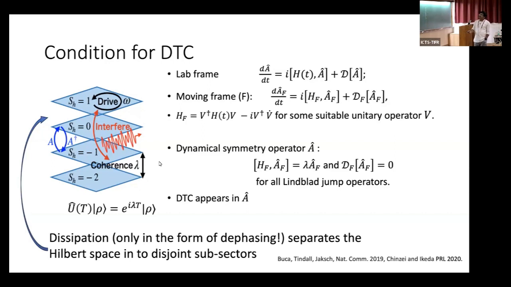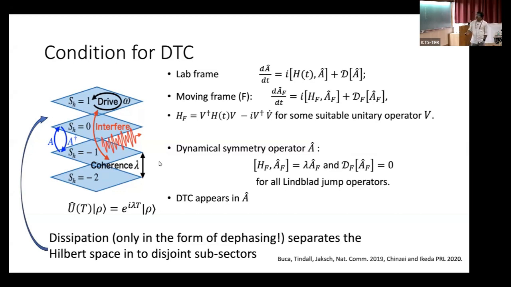And the mechanism is something called dynamical symmetry. This is a brainchild of Borislav, who is sitting there. It says that there is an operator, called the dynamical symmetry operator, which satisfies an eigenoperator condition with the Hamiltonian, and the dissipator part is 0 for this particular operator. In that case, I will have a discrete time crystal seen in the dynamical symmetry operator.